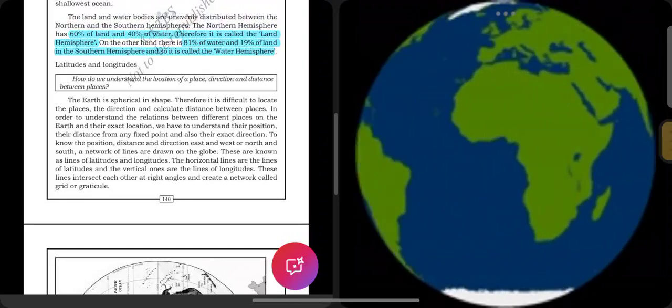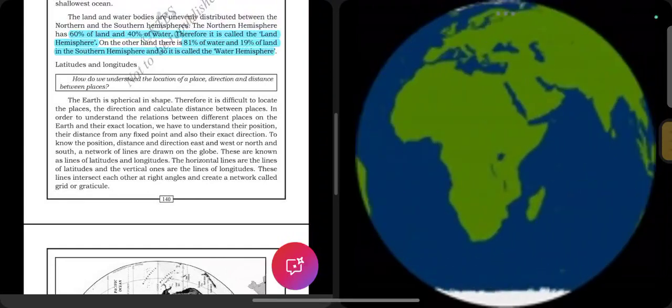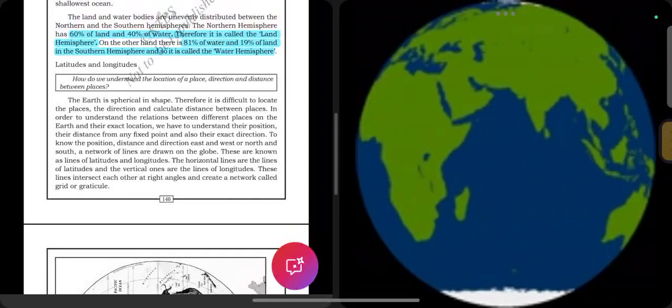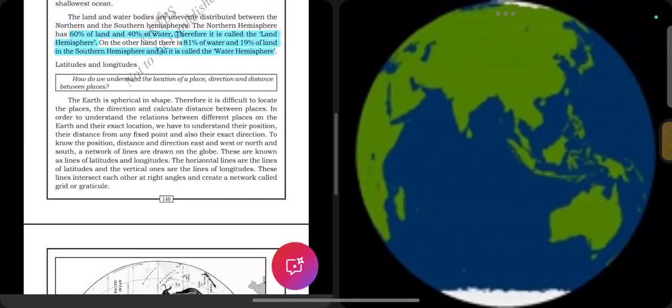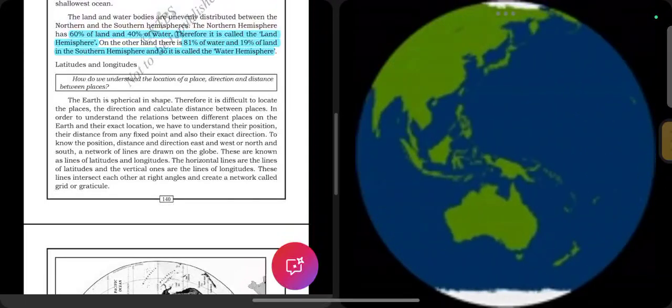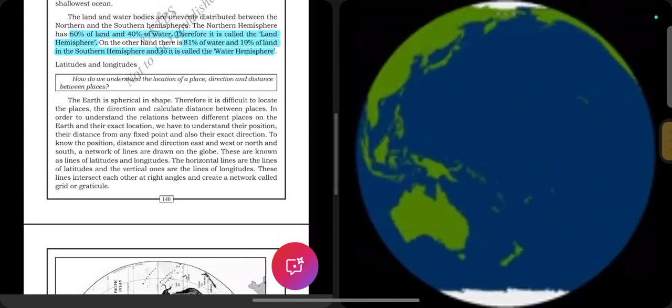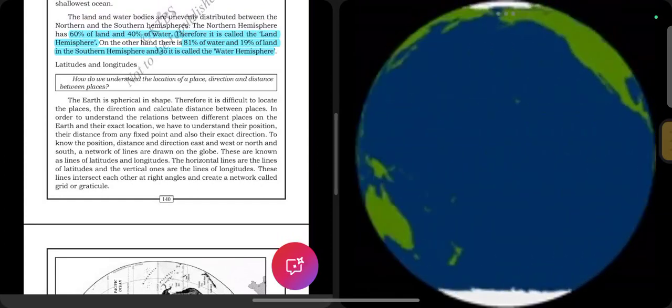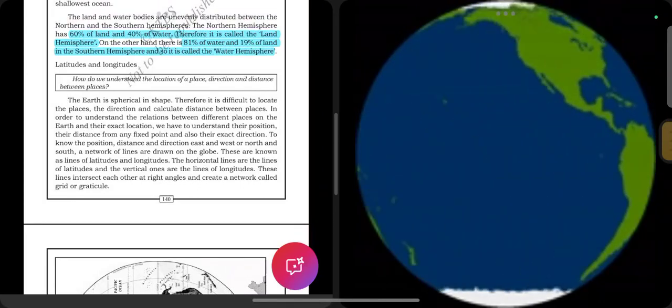Welcome to another episode of geography. In the last chapter, we have learnt about the Earth, continents, and water bodies. In this chapter, we are going to learn about latitude, longitude, time zone, Indian Standard Time, and the dateline.